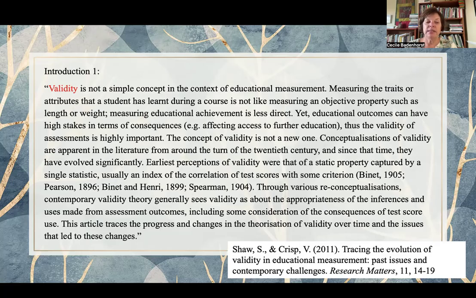Through various reconceptualizations, contemporary validity theory generally sees validity as the appropriateness of the inferences and uses made from assessment outcomes, including some consideration of the consequences of test score use. This article traces the progress and changes in the theorization of validity over time, and the issues that led to these changes. Okay, so that would be a good example to look at as well.